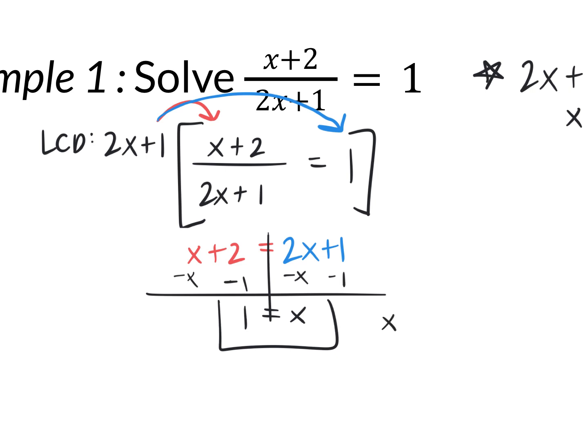You might see answers written like this. This is just a fancy way of writing the same exact thing, except that's supposed to be a curly bracket there. That's another way of saying the exact same thing as x equals 1, but it's written in what is called set notation.